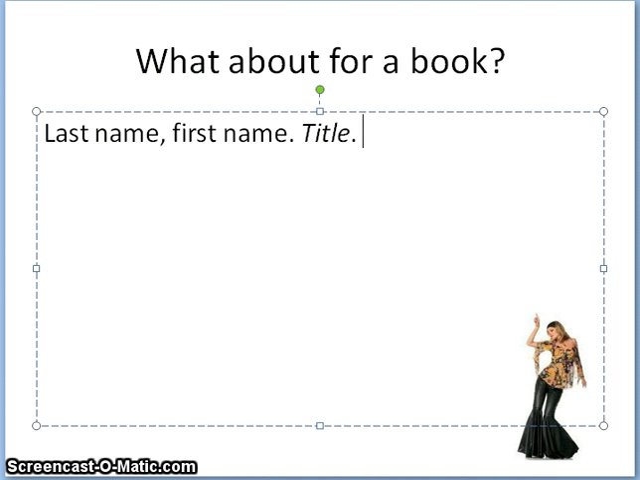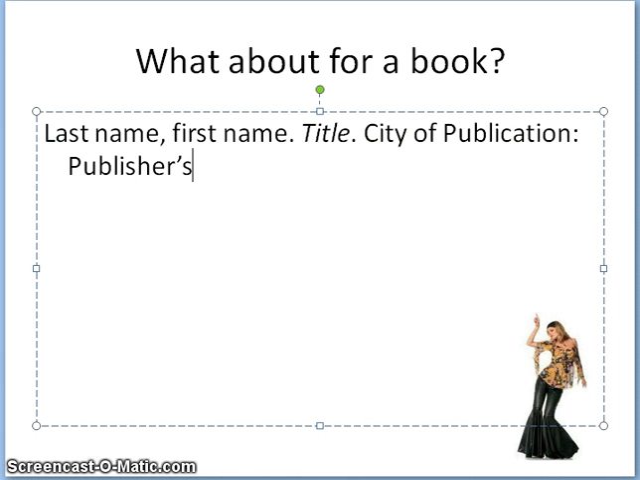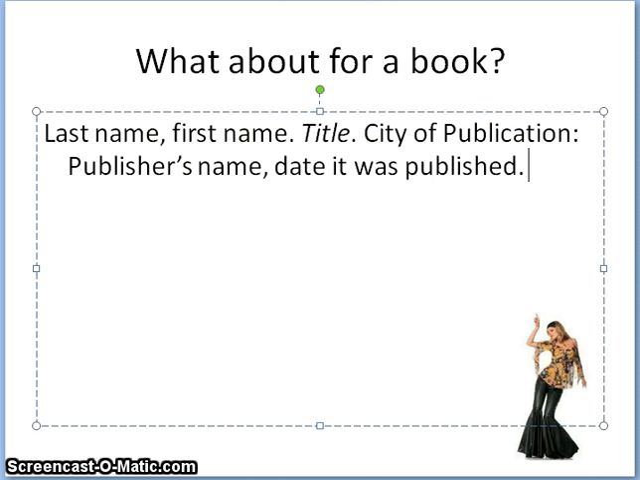Then you need to look inside the book and find the city of publication. It's oftentimes New York or London. Put a colon, put the publisher's name, then the comma, then the date it was published, period.